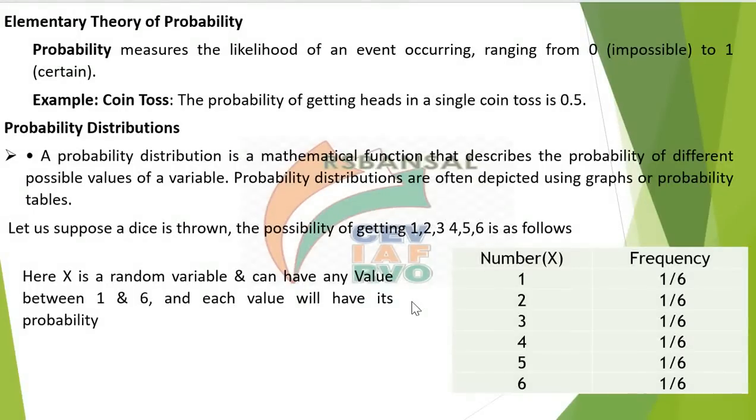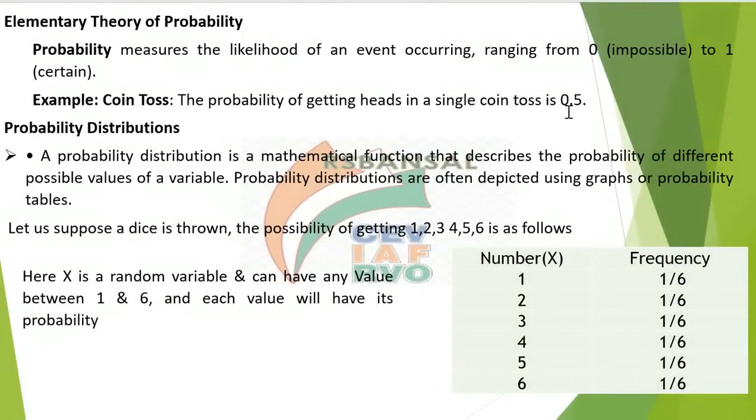Then next in your syllabus is the elementary theory of probability. So what is probability? Probability measures the likelihood of an event occurring, ranging from 0 to 1. For example, the probability of getting a head in a single coin toss is 0.5, because when you toss a coin there are 50% chances that it will be a head and 50% chances that it will be a tail.